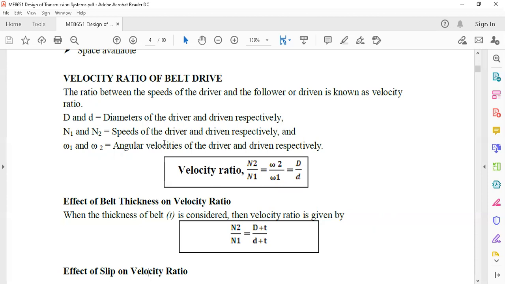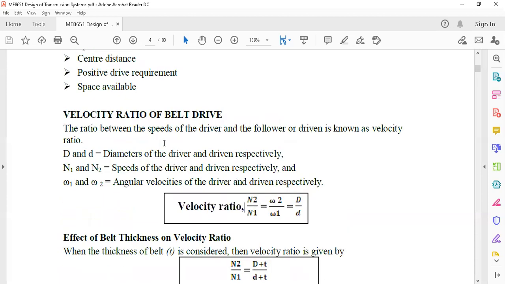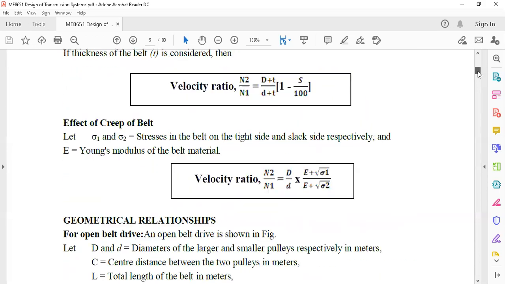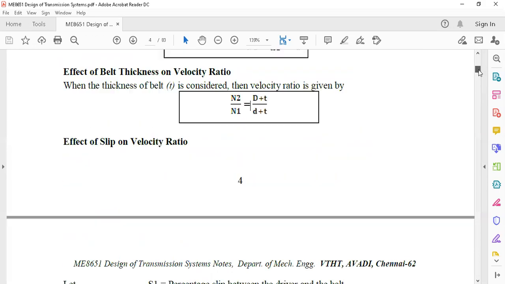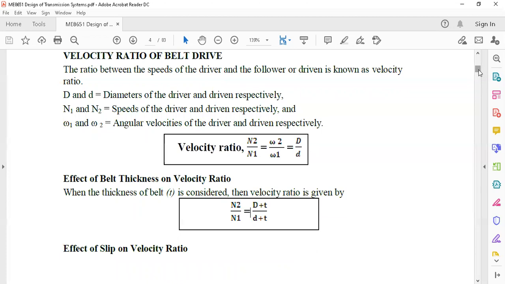Okay, first of all, when you're seeing this, if it's possible, just note down these formulas which I have generally shown. First one is velocity: how to calculate the velocity of the driver and the driven wheels.